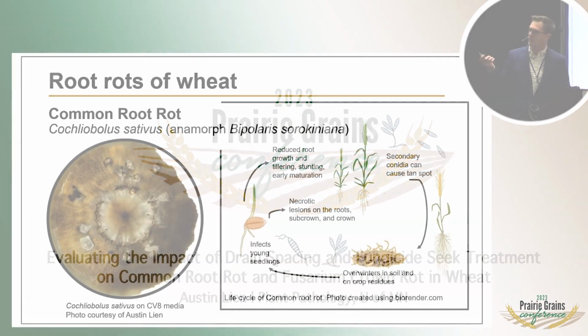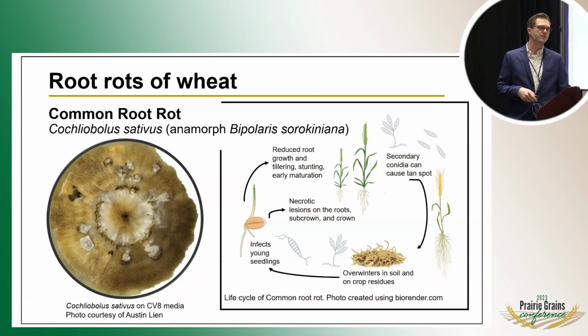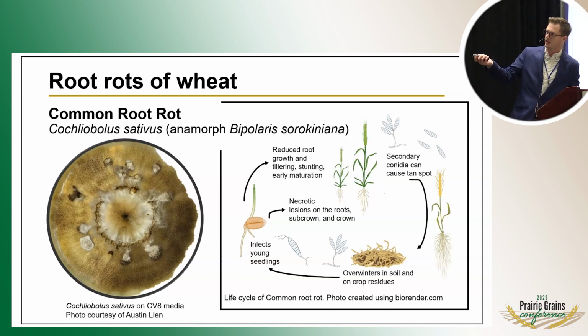This first here is common root rot, which is caused by the fungus Cochliobolus sativus, also referred to as Bipolaris or Helminthosporium, depending on what stage that you see. And here in this first picture is a pure culture growing, and it's kind of hard to see, but if you see all these really dense black specks all around the plate, that's actually the conidia of the fungus.